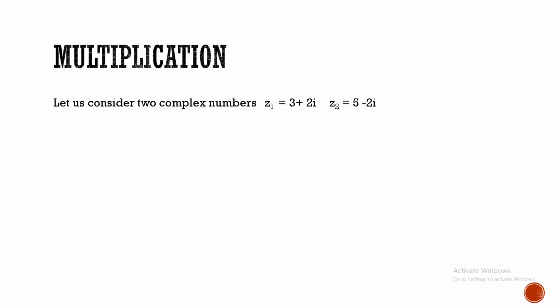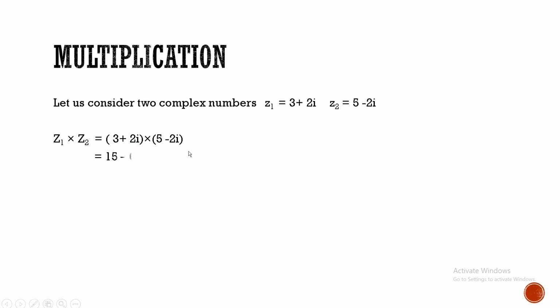Now let us multiply these two complex numbers, that is Z1 into Z2 is equal to 3 plus 2i into 5 minus 2i. For the multiplication, you have to multiply 3 into 5, you will get the answer as 15. Again you have to multiply this 3 with minus 2i, you will get the answer as minus 6i. Similarly you have to do for this 2i also.